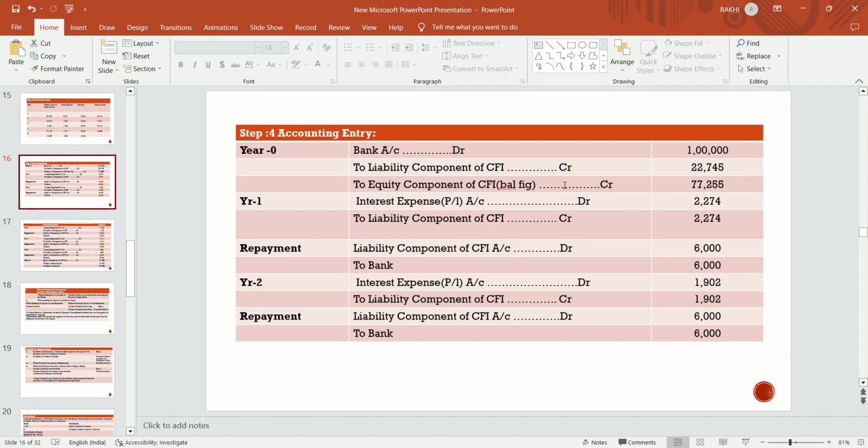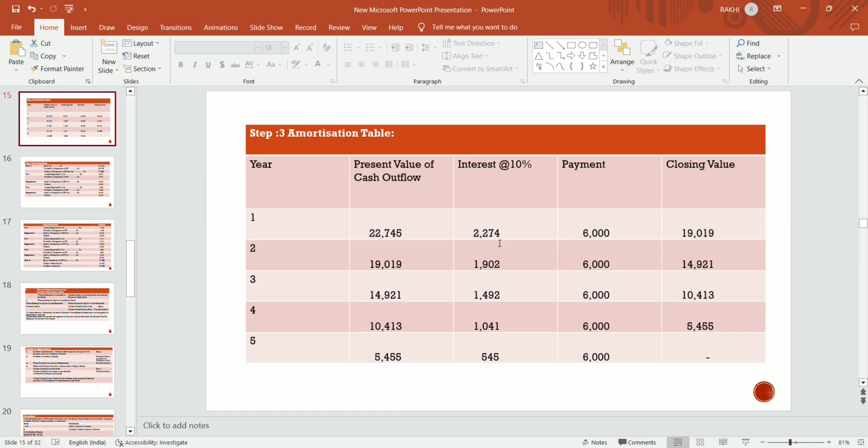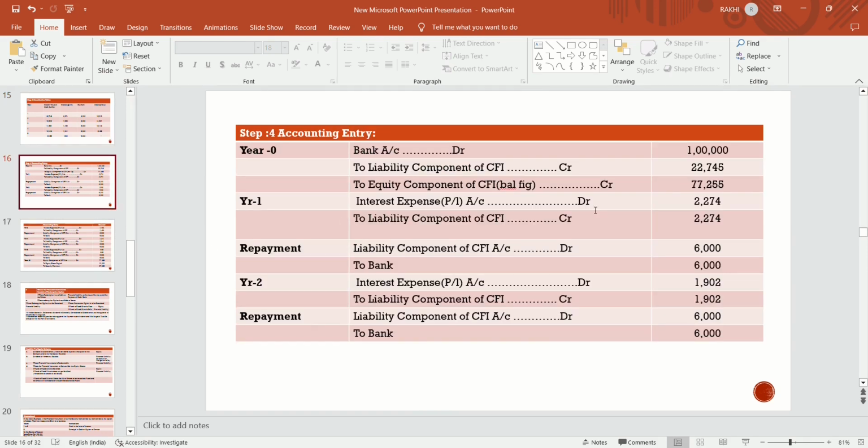Now interest is to be calculated every year. We had made the amortization table, on which we had calculated the interest, that is 2274 in year 1. So we will make the entry in year 1: interest expense, P&L account debit, which is also called a finance cost, 2274 to liability component of CFI.